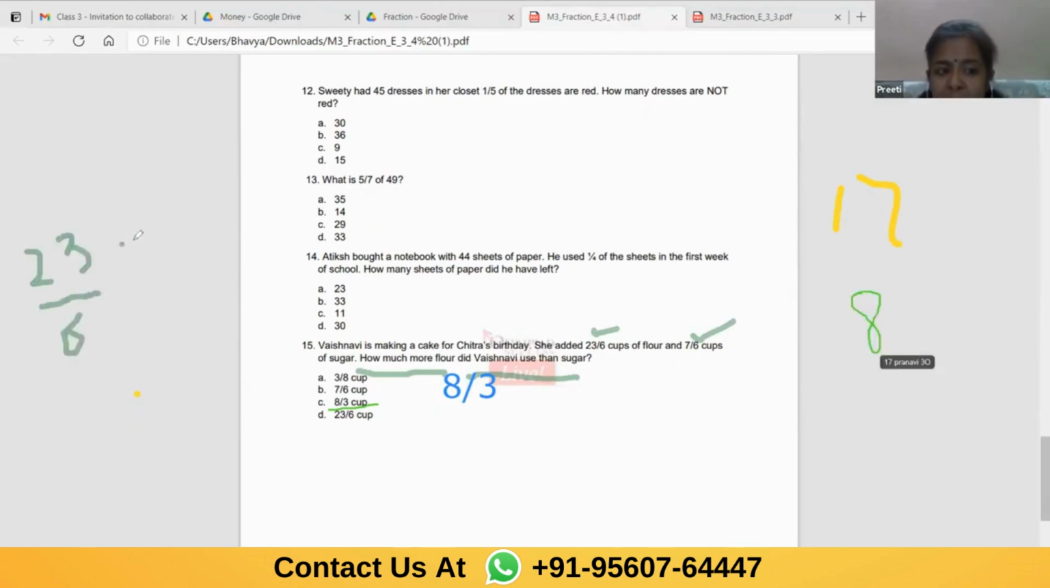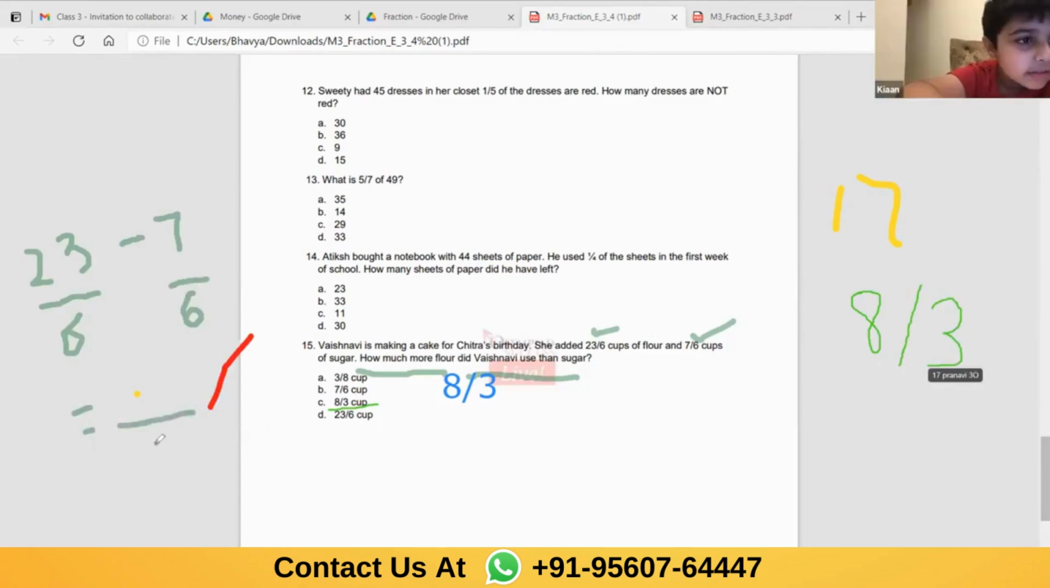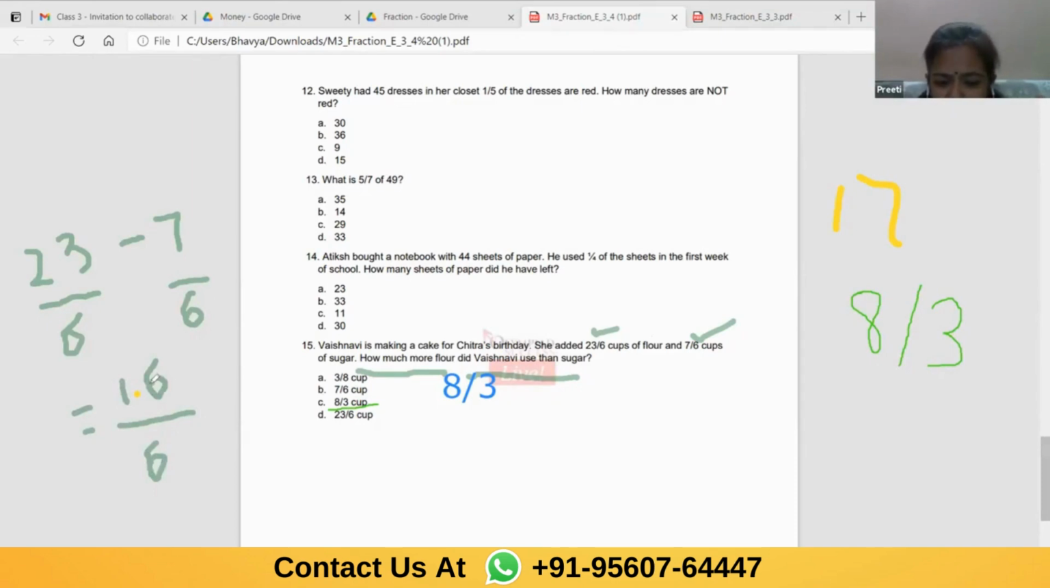So 23/6 minus 7/6. Kian, what is the answer? Tell me quickly when you subtract. 16/6. 16/6 is correct. Now, do they come in any common table? It's the two table. Very good. Until here, then I saw that the options were not there, so I got confused. Okay, no, child, always the options which are given to you are in the reduced form.